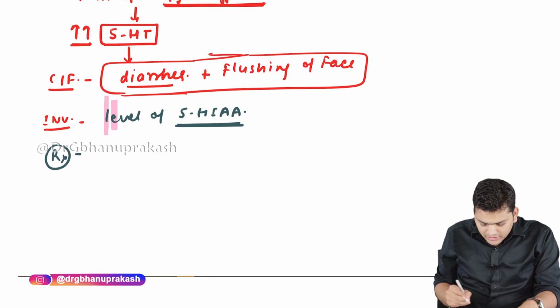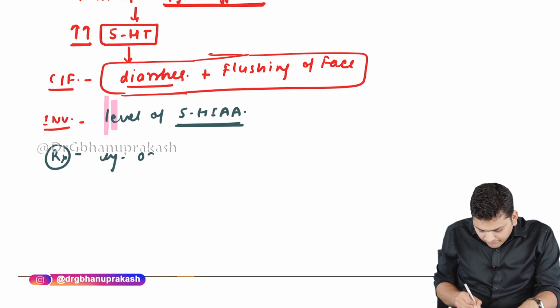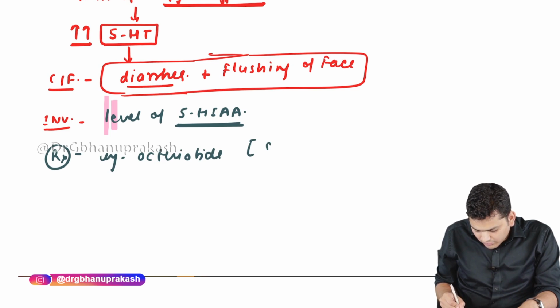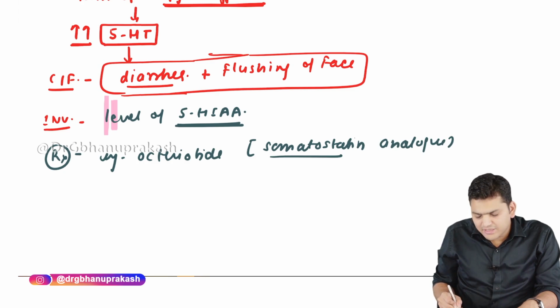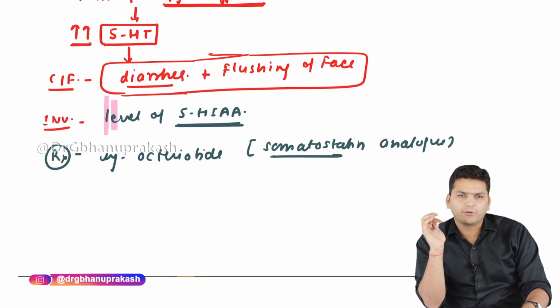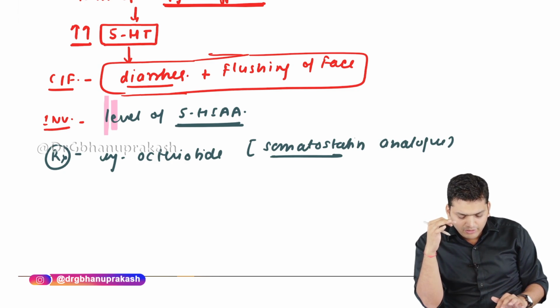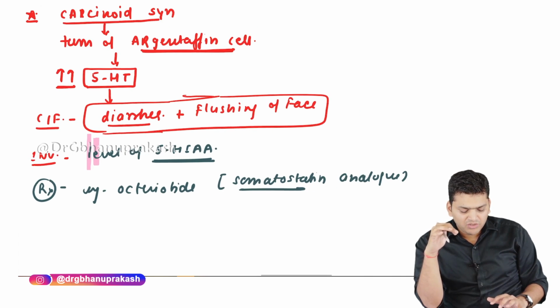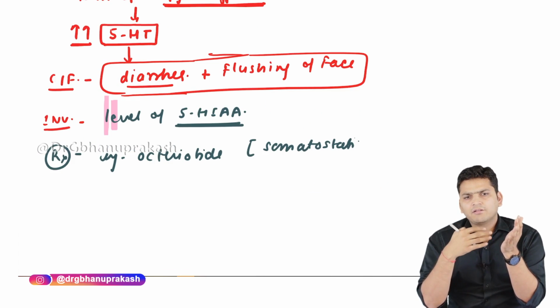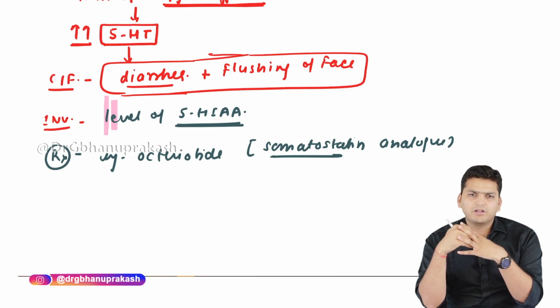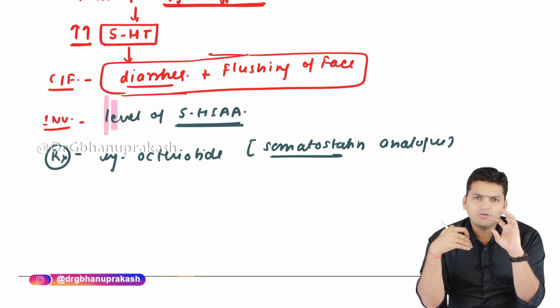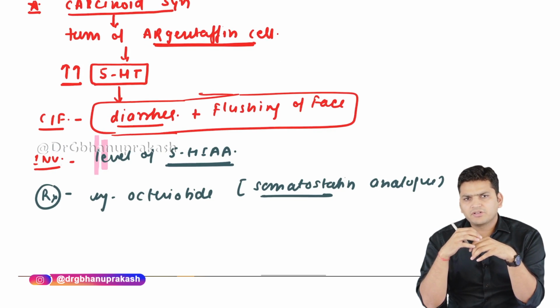We have to give the injection of octreotide. Octreotide is basically a somatostatin analog. What the somatostatin analog will do is, somatostatin is going to decrease the secretion of serotonin, right? So by doing that, the symptoms will decrease. So this is the first clinical correlation, that the carcinoid is diagnosed because there is an excess amount of serotonin, and that will convert into 5-HIAA. That is the way by which we can diagnose carcinoid syndrome.